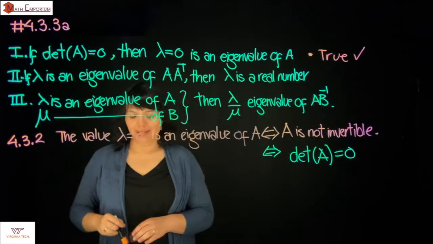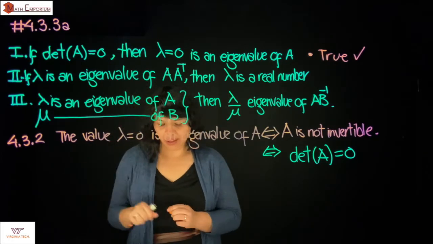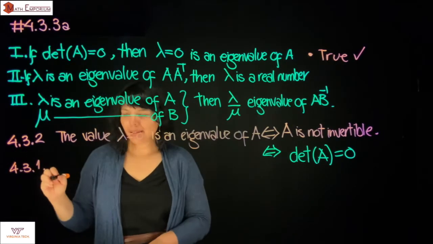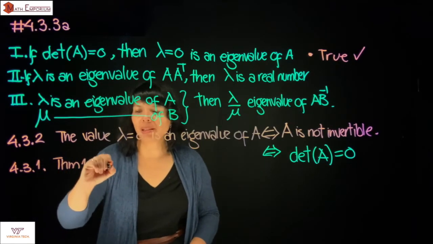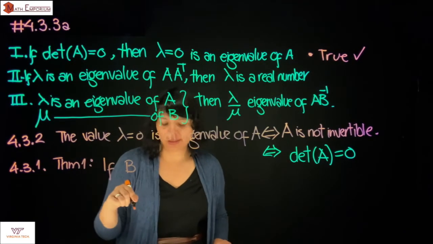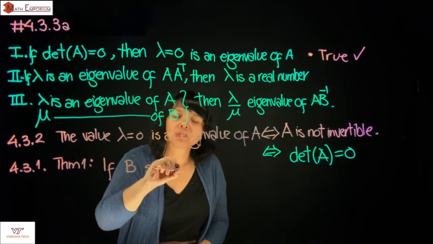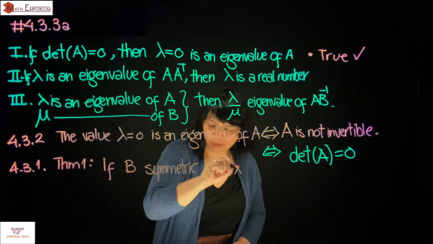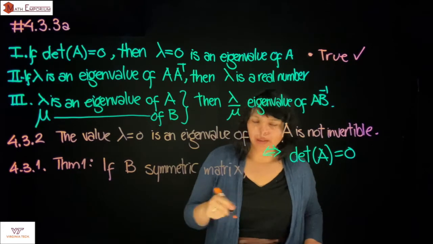Okay, for the second one, what we have is a result in 4.3.1 that tells me, and this is a theorem, theorem 1, that if B is, I think they use A, but I want to use B so you don't get confused with these A's, so if B is a symmetric matrix, then its eigenvalues are real.